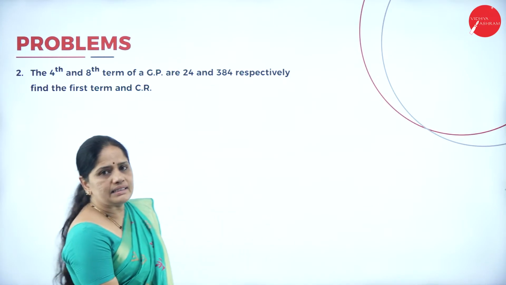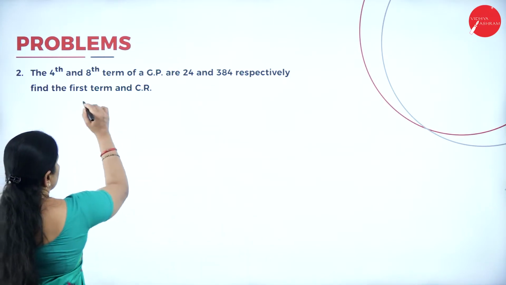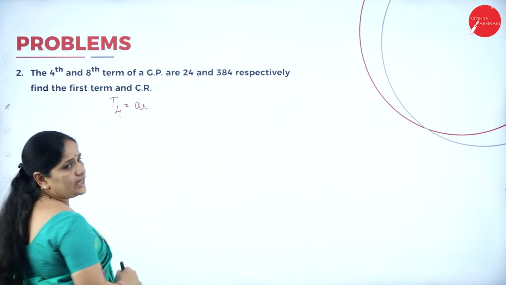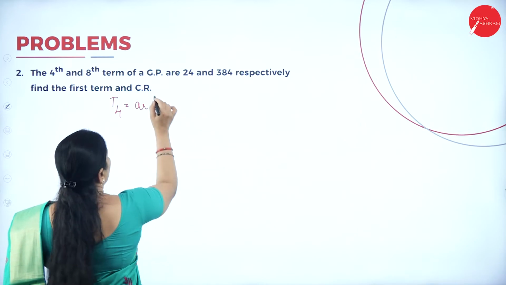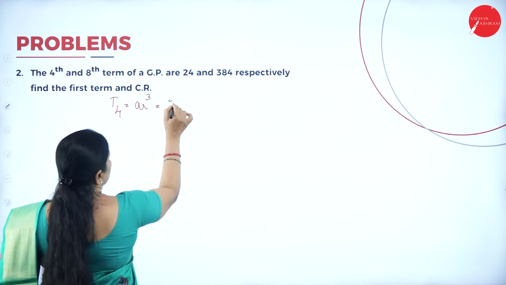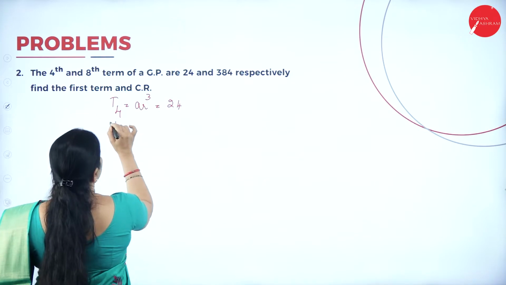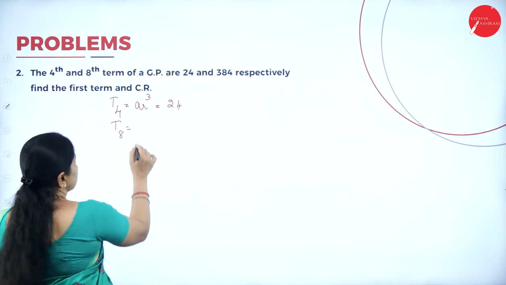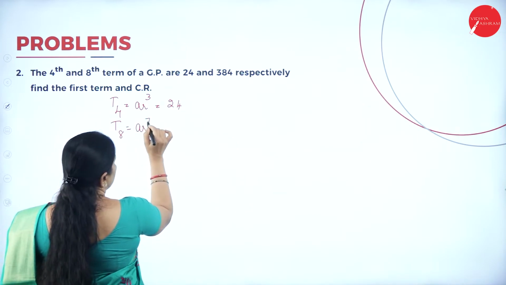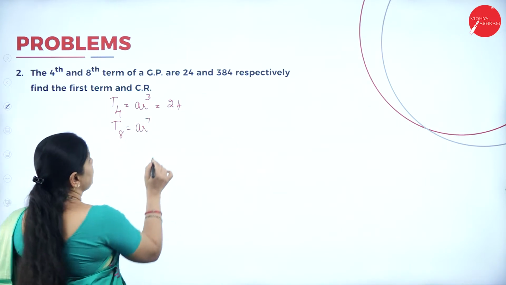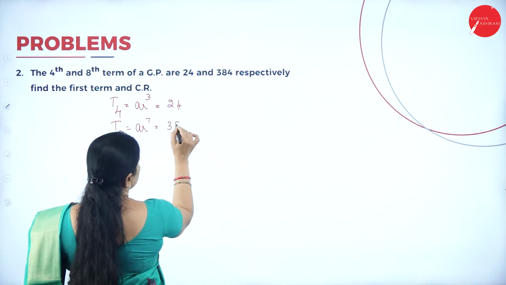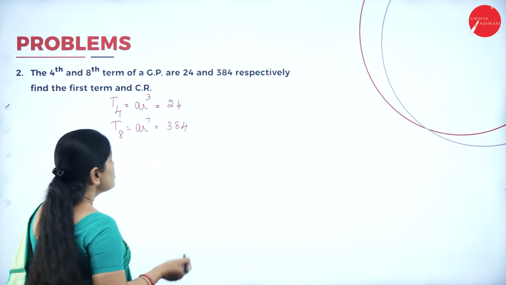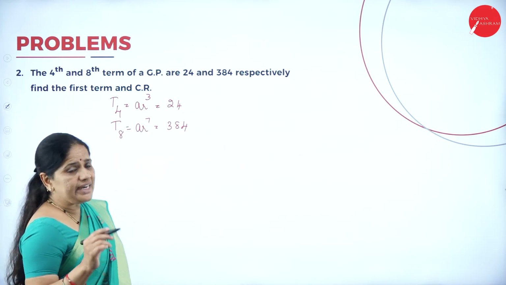Find the first term and the common ratio. Now they have given us T4. T4 means A r to the power of 4 minus 1, or AR cube, equals 24, and they have also given us the eighth term, that is T8 equals AR to the power of 8 minus 1, that is AR^7, so this is equal to 384. Find the first term and the common ratio. So we have to find A and we have to find R.